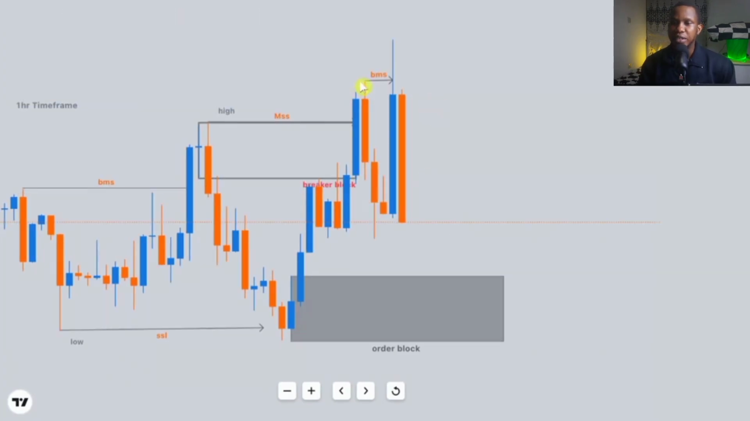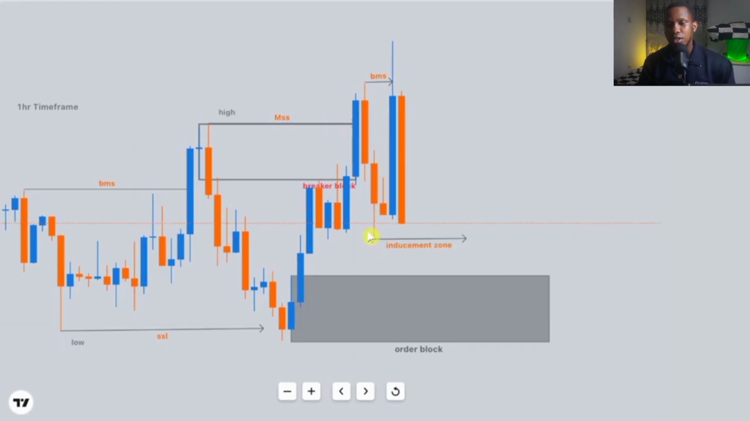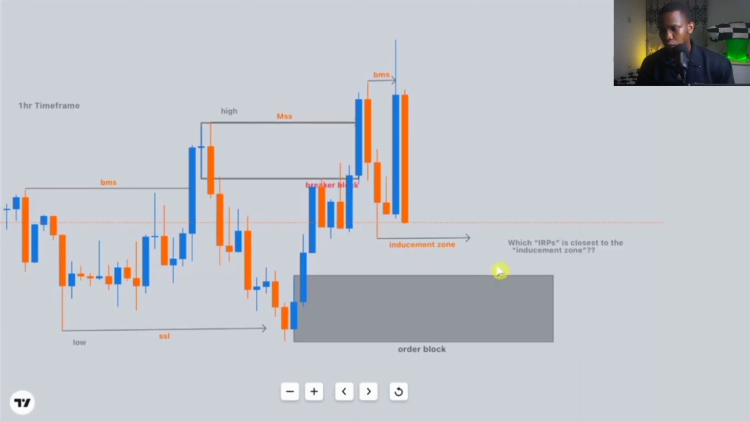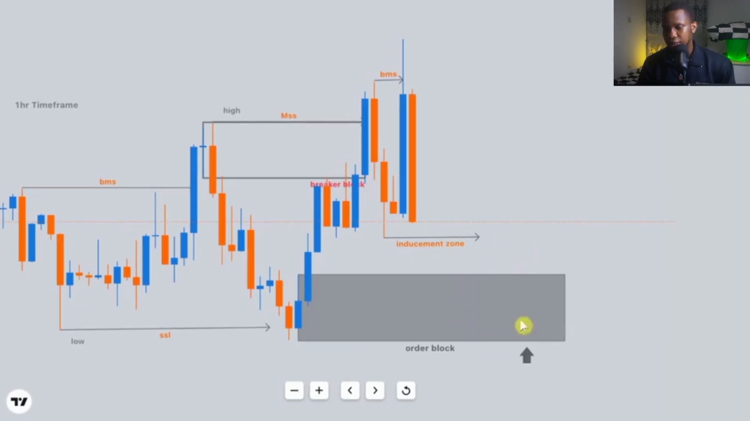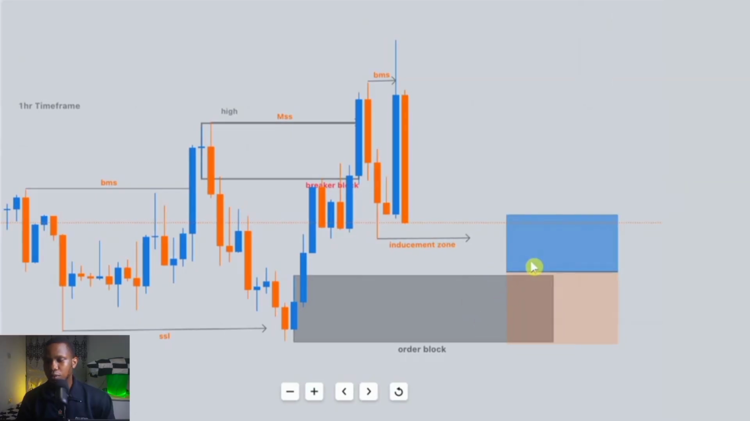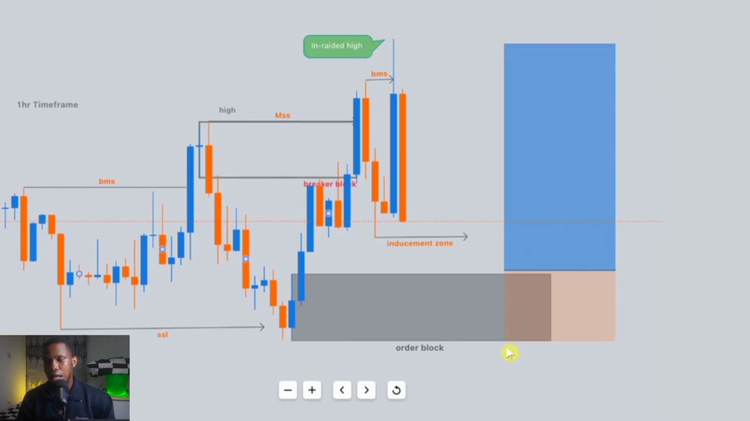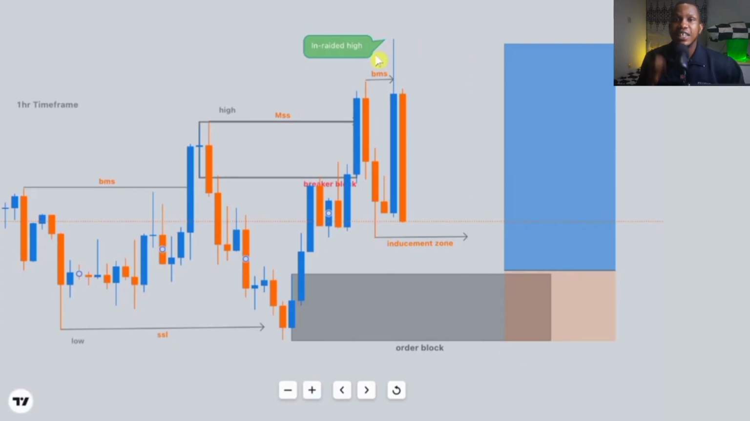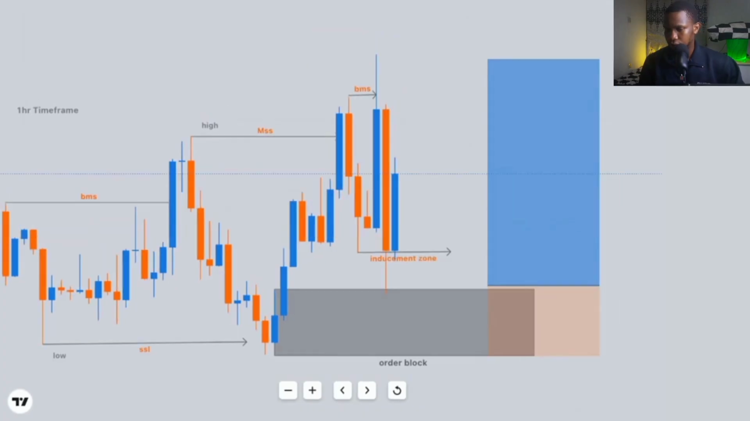Okay, can you see we made a break of market structure here? The first pullback after this market structure shift is going to be my inducement zone here. Which institutional reference point is closest to the inducement zone? It is definitely this order block. That is why I'm going to make my entry, stop loss below this level, and I'll take profits at this high that has not been raided. So let's see how the trade unfolds.